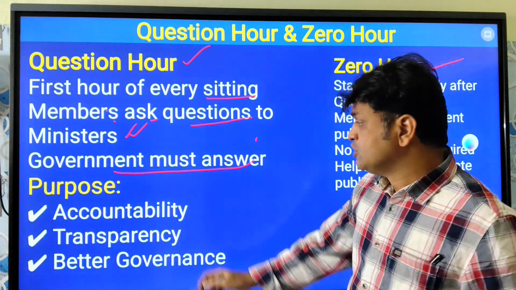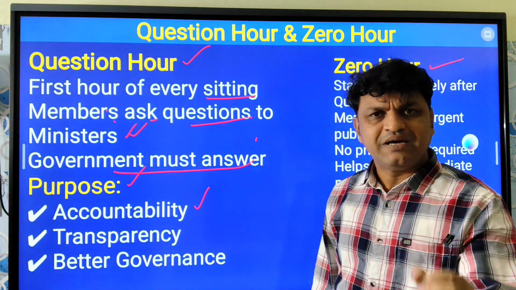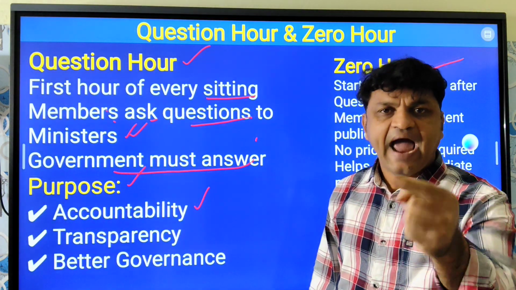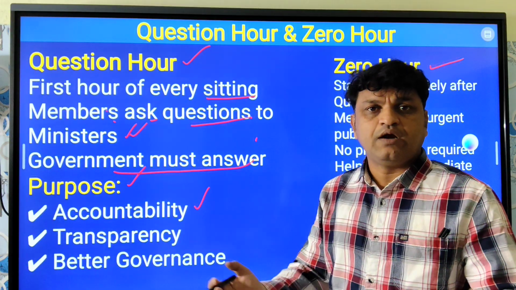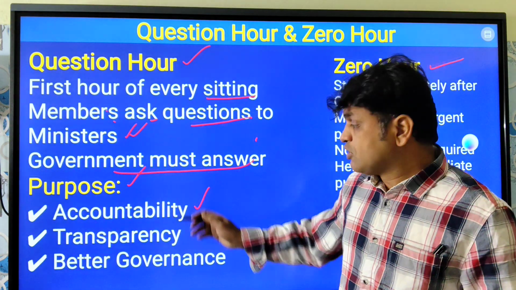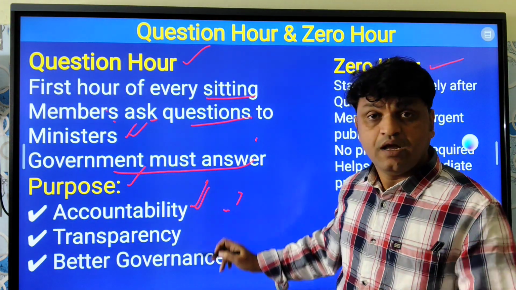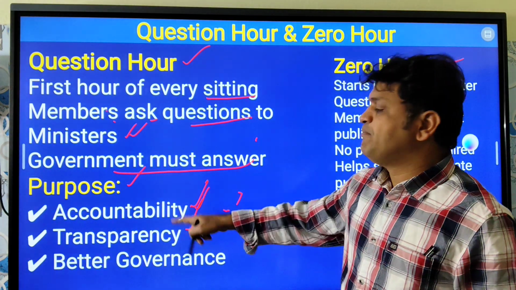What are the steps? So, what is the purpose of question hour? Accountability. The government must be accountable for its actions, because they promise many things: we will control the pollution, maintain law and order, everything they have promised. So the government must maintain accountability and transparency, and it is all for better governance.